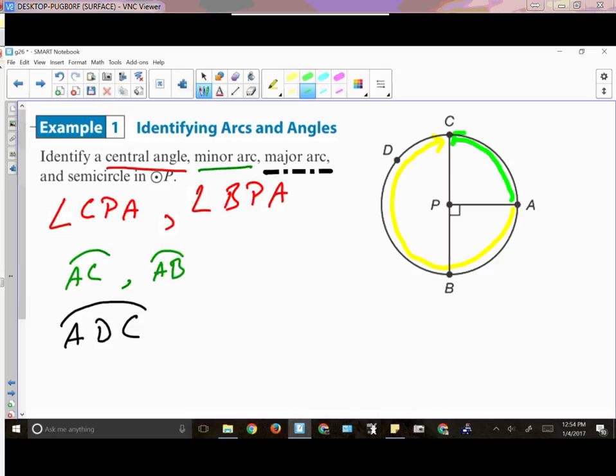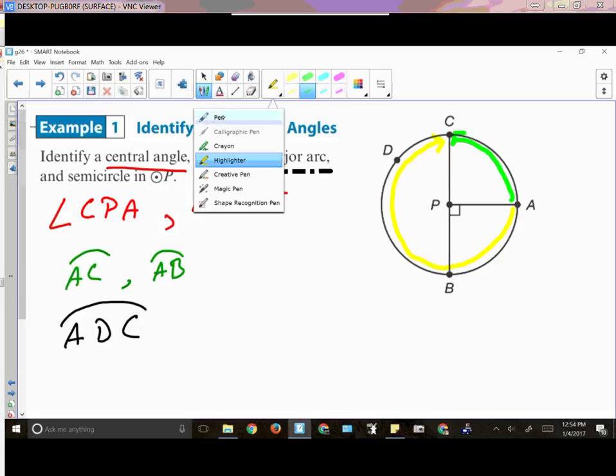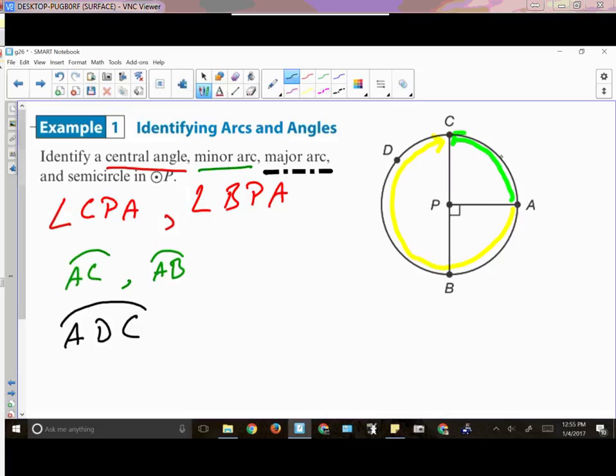D. If I'm talking about a minor arc, I would want to go just from A to C. Now, it is possible that you could even list it. Say I had a point here that was called E. I could even call this arc here A, E, C. That could be an arc as well, okay? All we're doing is just identifying which way is it going.